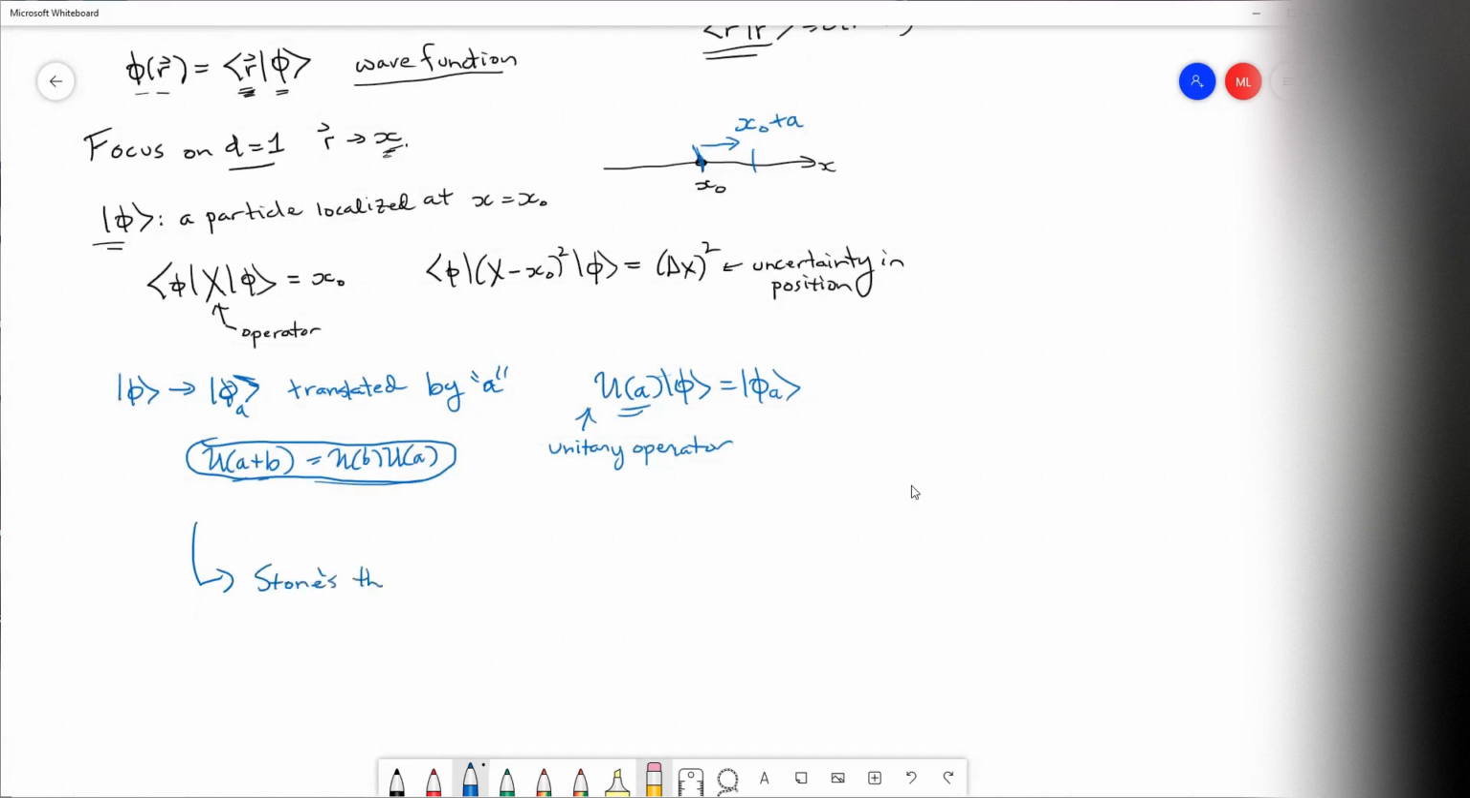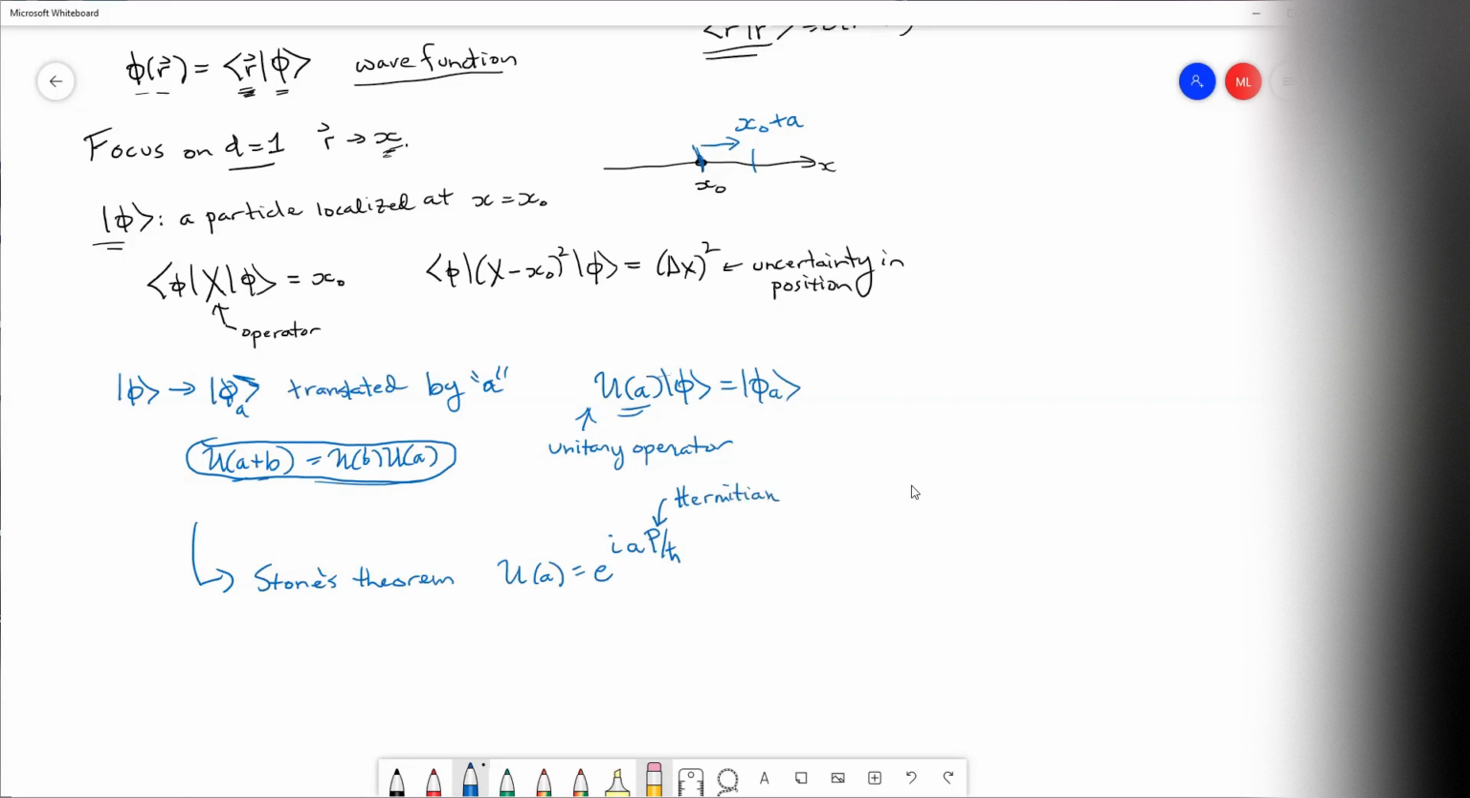There's Stone's theorem, and it says that we can write U of a as e to the i a times some Hermitian operator. And the Hermitian operator is the momentum. That's if you define the momentum basically in that way, and h bar is there for the units. This is what the momentum operator does.